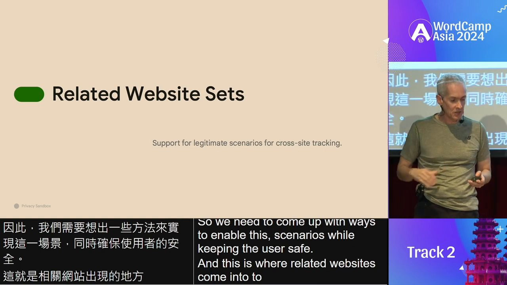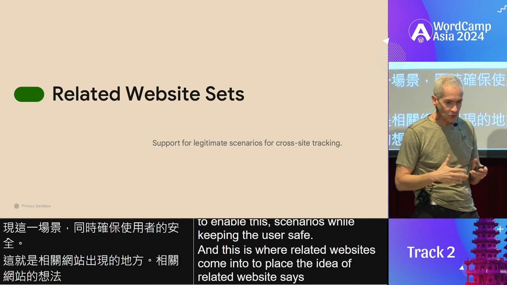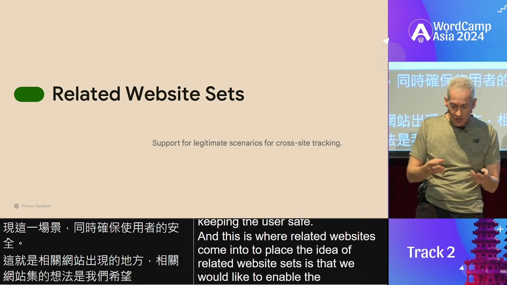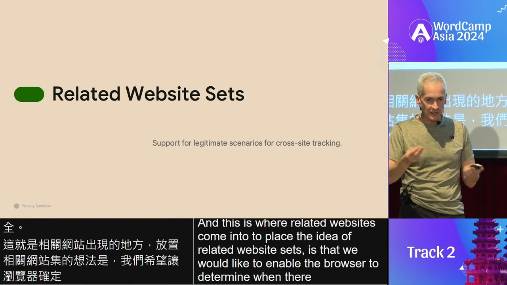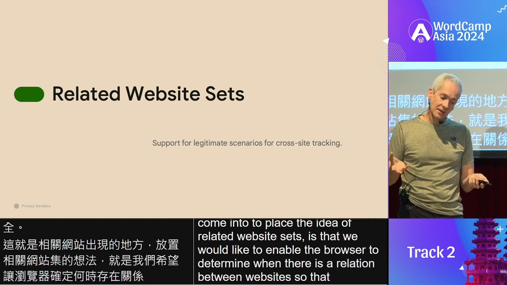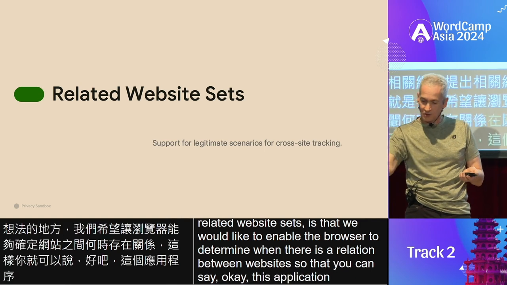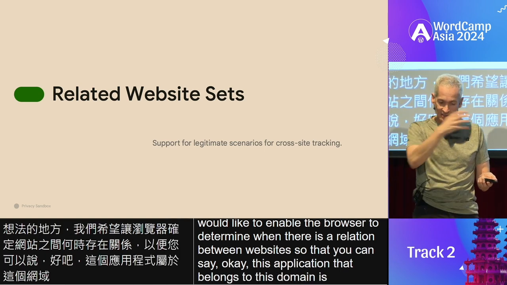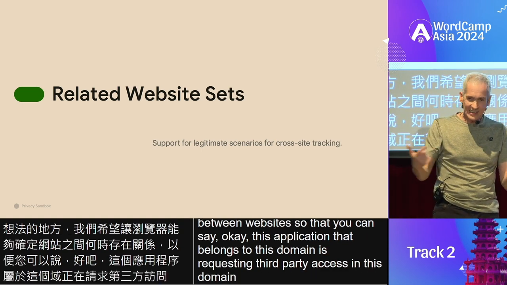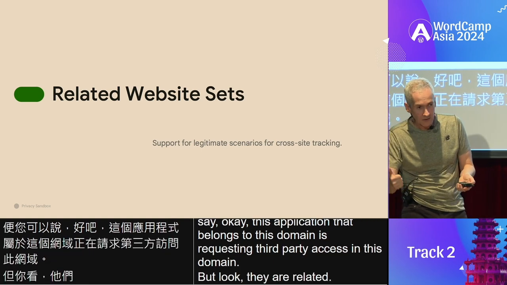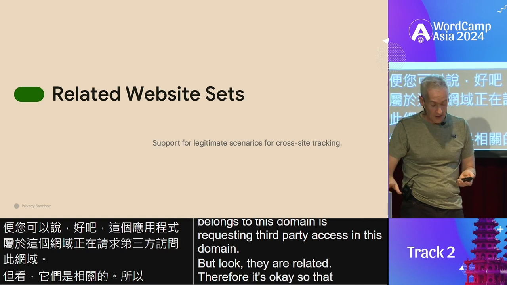The idea of related website sets is that we would like to enable the browser to determine when there is a relation between websites, so that it can say, OK, this application that belongs to this domain is requesting third-party access in this domain, but look, they are related. Therefore, it's okay, right? So that is the purpose of related website sets.